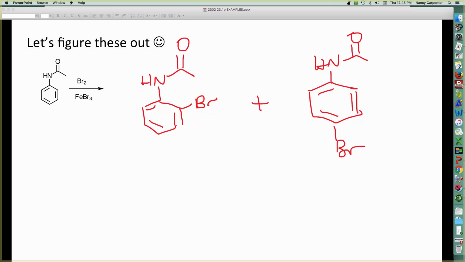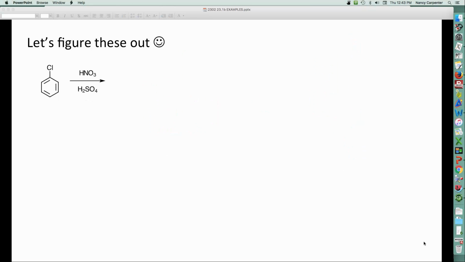And of course, going back to chapter 1, we know that these two isomers are going to have completely different physical properties, so we should be able to separate them. I'm not going to say easily, but we should be able to separate them. All right, so that's example number 1.